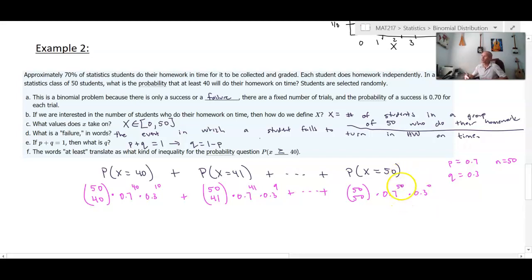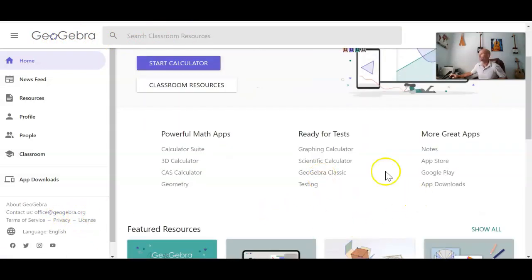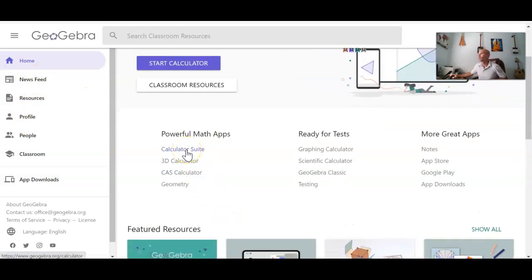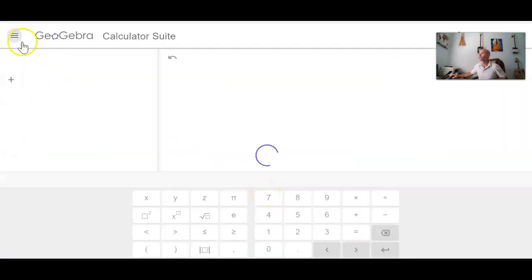Well, this is still a cumbersome calculation. It requires 11 quantities to be summed together. We'll show you a way to do this neatly. One very nice calculator at the time of the creation of this video is GeoGebra, GeoGebra.org, or you can Google it. There are many different types of calculators in here. One of them is a probability calculator, and I think we can access that with the calculator suite. Let me make sure here.